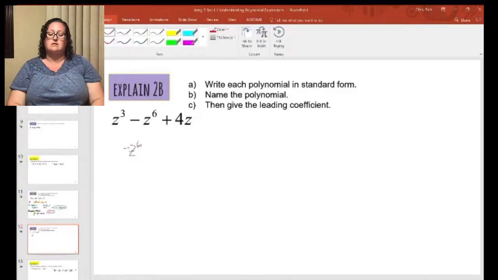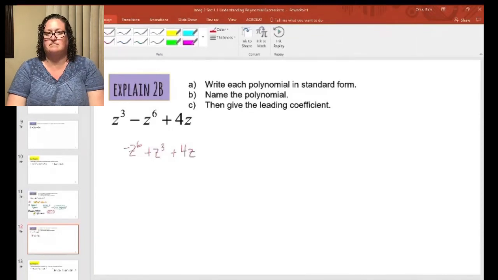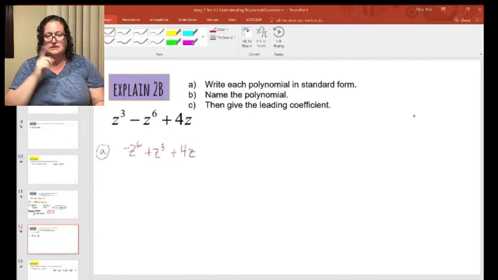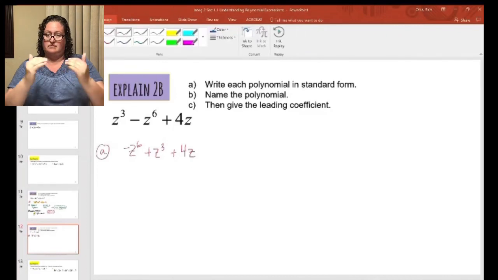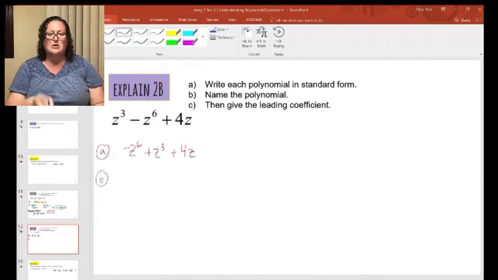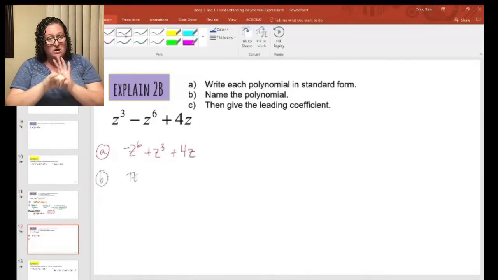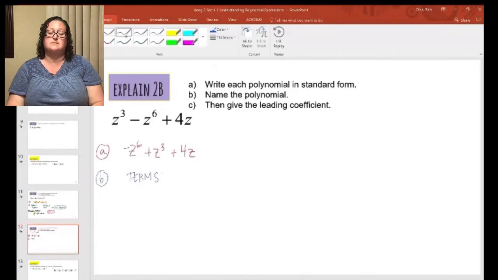Okay, followed by z to the third, followed by the 4z. So part A is done. Moving on to part B, name the polynomial. Once again, we need two things. We need to identify the number of terms, followed by the degree.